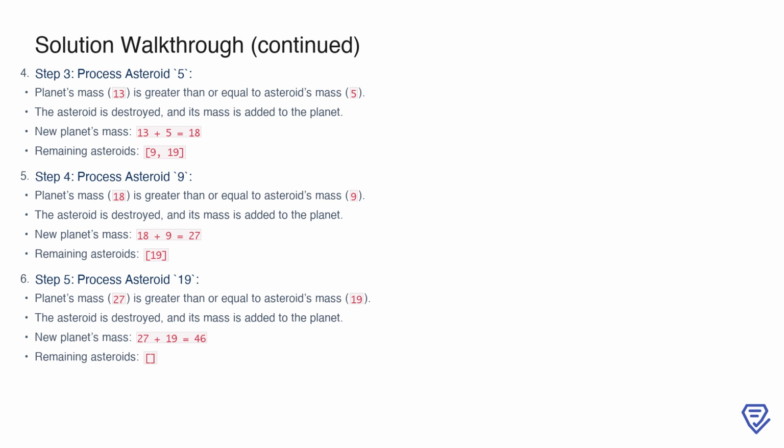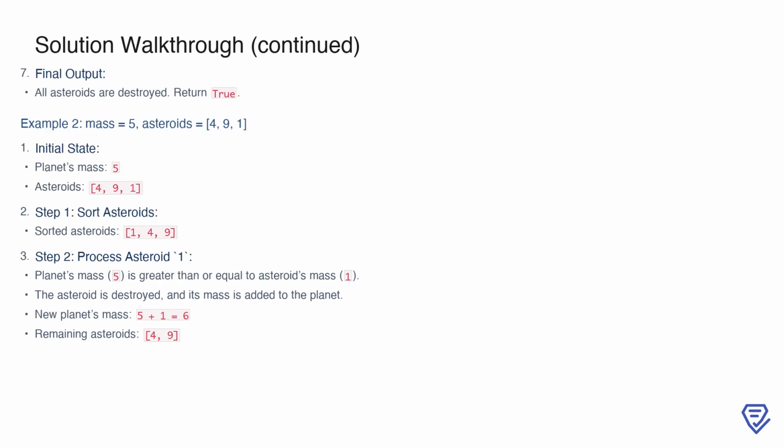Finally, the last asteroid has a mass of 19. The planet's mass, 27, is greater than 19, so the asteroid is destroyed. The planet's final mass becomes 46, and there are no more asteroids left. Since all asteroids are destroyed, the output is true.